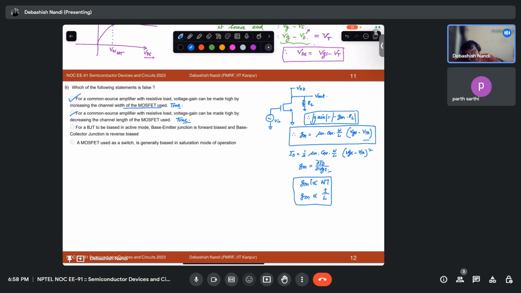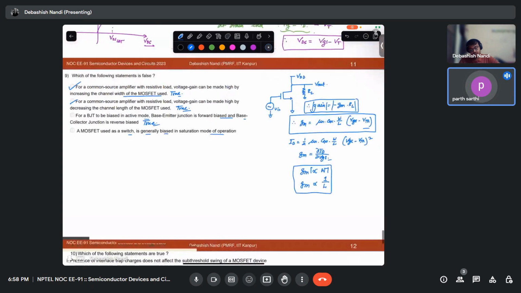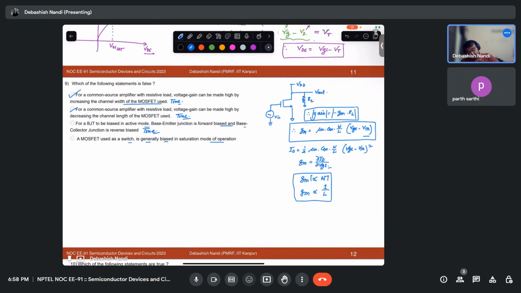For a BJT to be biased in active mode, the base emitter junction is to be forward biased, true, and the base collector junction is to be reverse biased, that is also true. A MOSFET used as a switch is generally biased in the saturation mode of operation. Is that true? No, it is linear mode of operation. Why? Because in linear mode it requires less time to switch on and switch off.